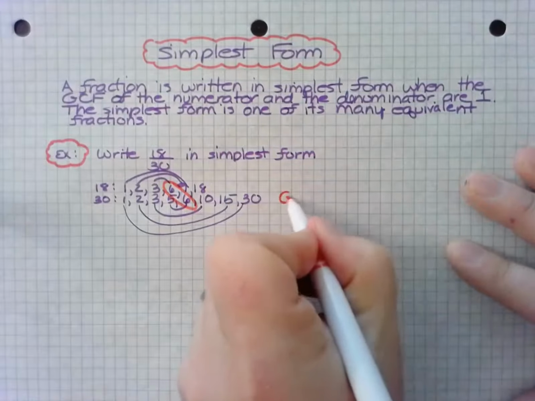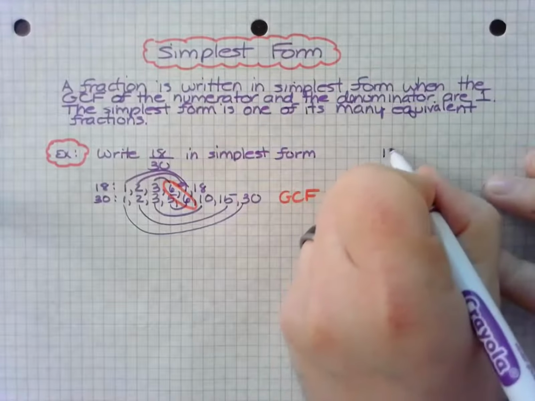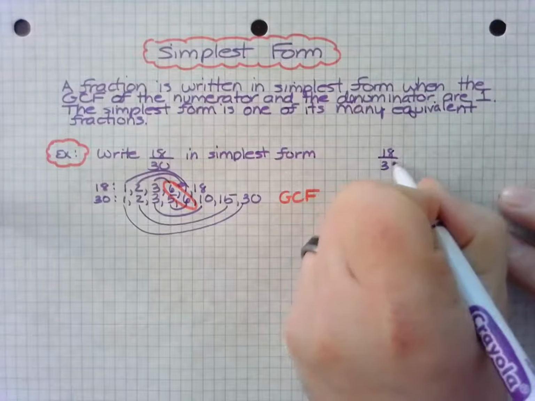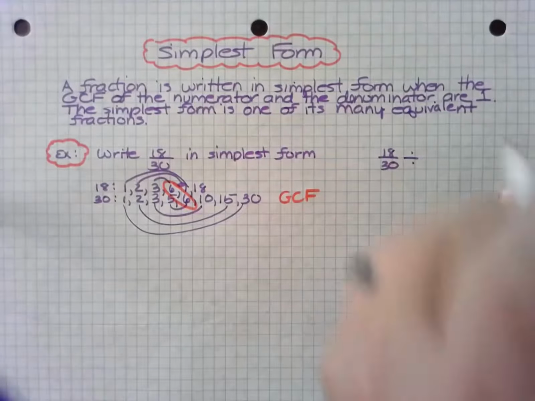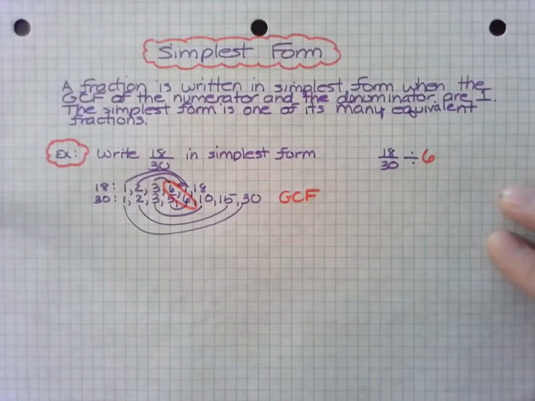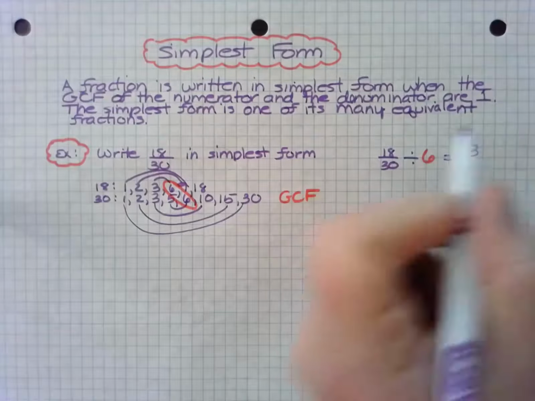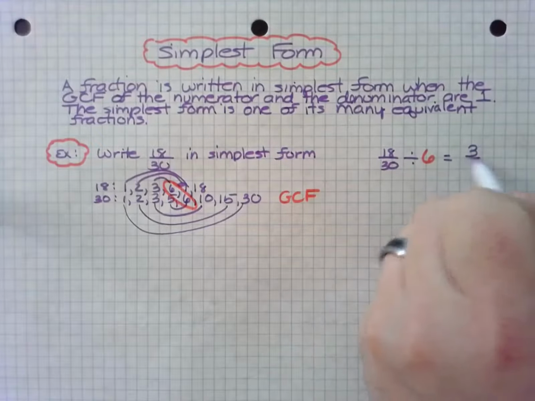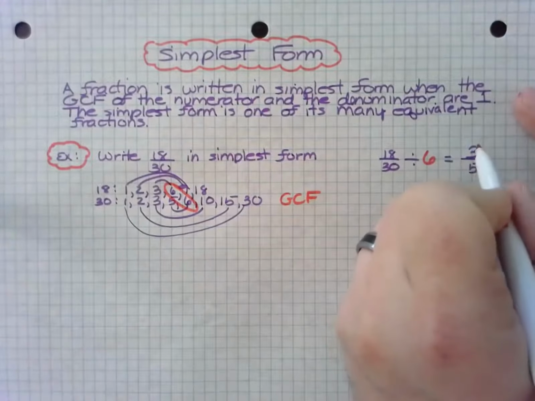So greatest common factor. And so if I take 18 divided by 30, and divide this by that greatest common factor of 6, I get my simplified fraction. 18 divided by 6 is 3, and 30 divided by 6 is 5. And so I get 3/5.